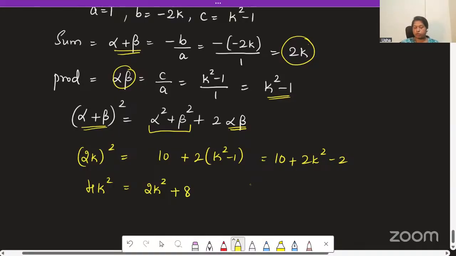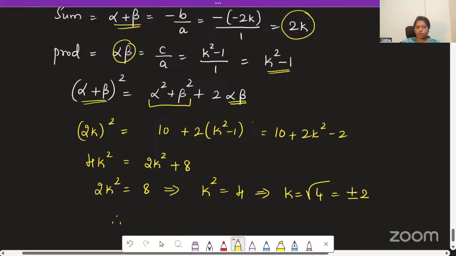2k square goes to left hand side. 4k square minus 2k square is 2k square. And this is 8. So k square is equal to 8 by 2, 4. Therefore, k is equal to square root of 4, which is plus or minus 2. That's the answer. Therefore, k is plus or minus 2.